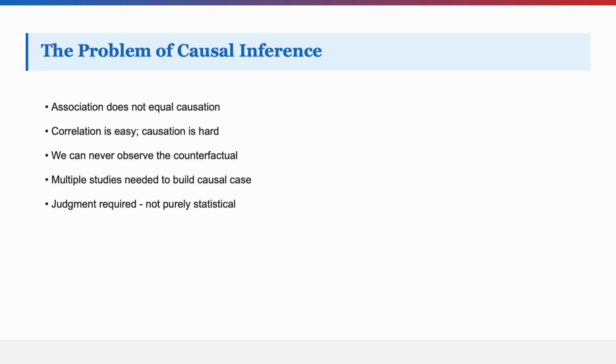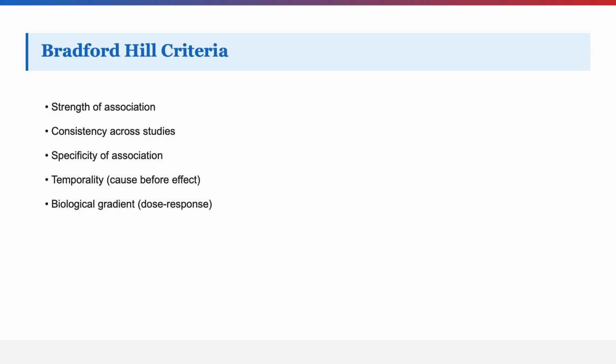Ultimately, causal inference requires judgment. Statistical tests can't tell you whether an association is causal. Humans must weigh evidence against criteria and reach a conclusion. Sir Austin Bradford Hill proposed criteria for evaluating causal associations in 1965. These remain the most influential framework for causal inference in epidemiology.